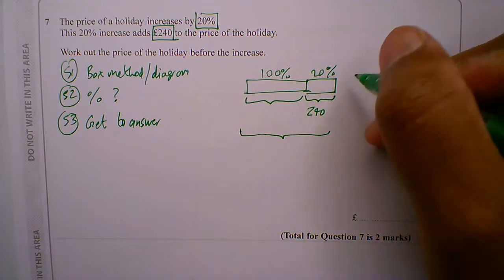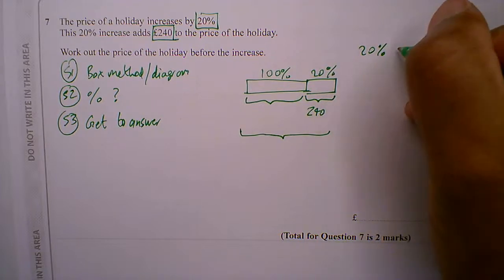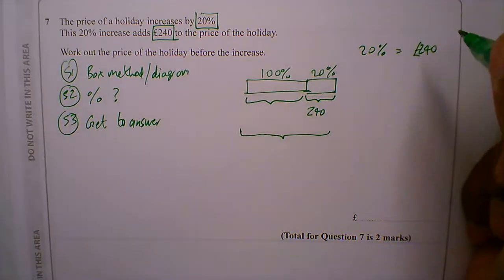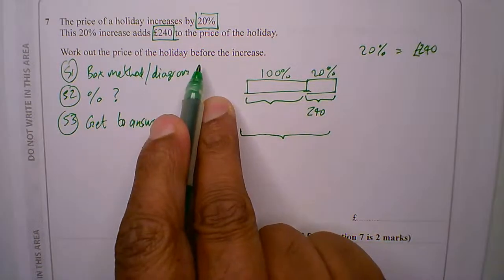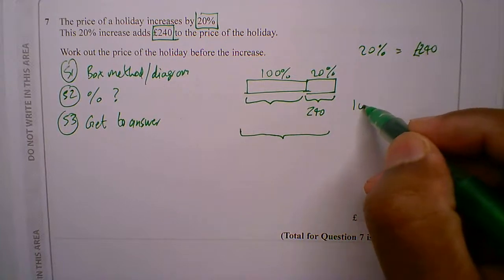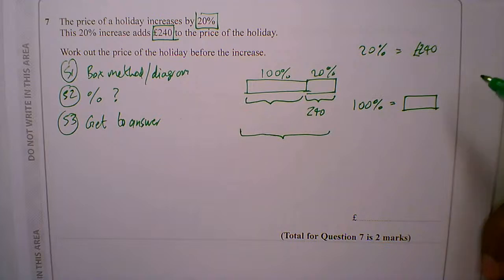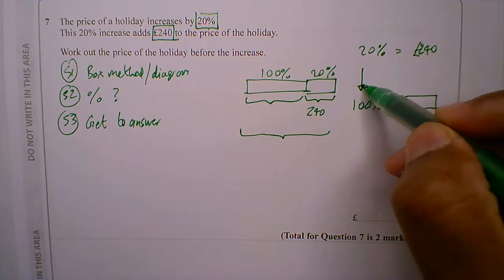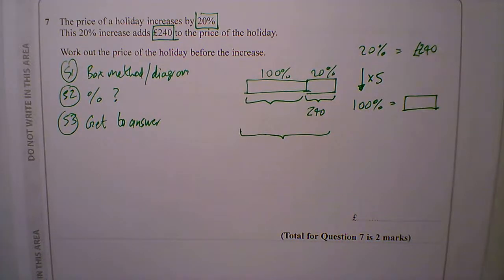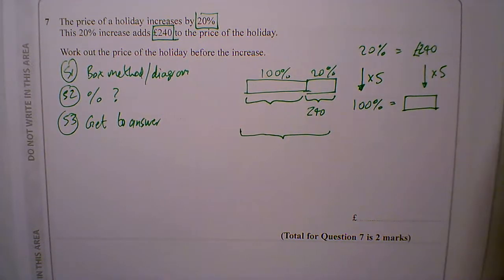So this is 20% equals £240. Work out the price of the holiday before the increase. So before the increase is the 100%. So I'm trying to get to 100%. So what is my value? Now, how do I get from 20% to 100? I can multiply by 5. So I want to do 240 times 5.